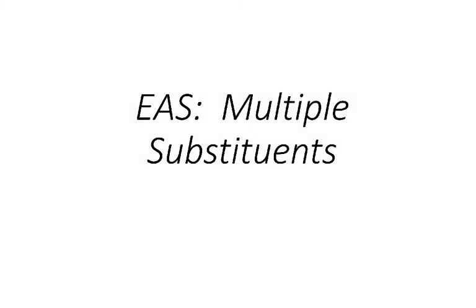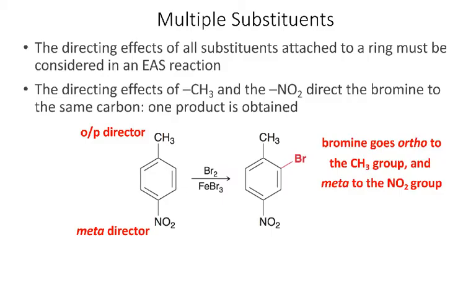In the last several videos, we've considered how a single substituent affects electrophilic aromatic substitution. In this video, we're going to think about what factors need to be taken into account when we have multiple substituents. So it's important to consider the directional effects of all the substituents attached to a ring when we're doing electrophilic aromatic substitution. In this first example, things are pretty easy.